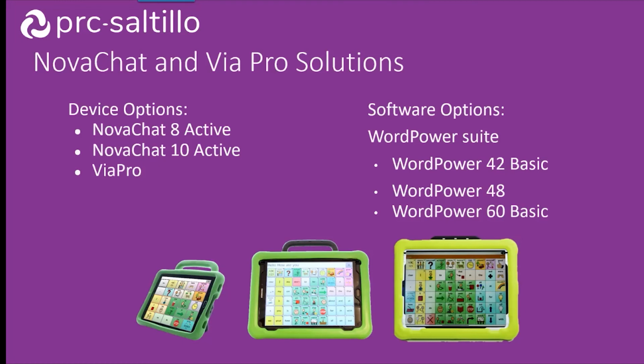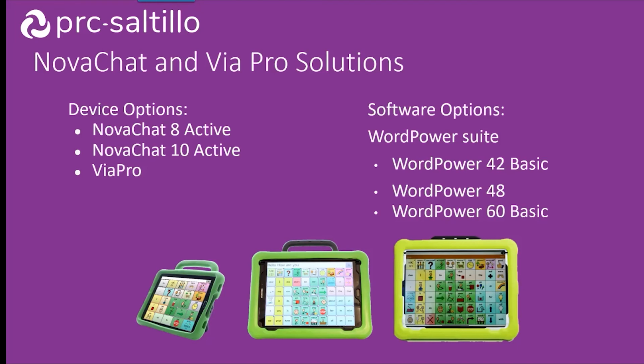60 Basic because it is a more... they're both robust, so I don't want to say Word Power 60 Basic is more robust, but it's less button hits to get to words because you have more words per page. Then given the key guard and low tone issues, maybe that larger screen is something that we still want to continue with.